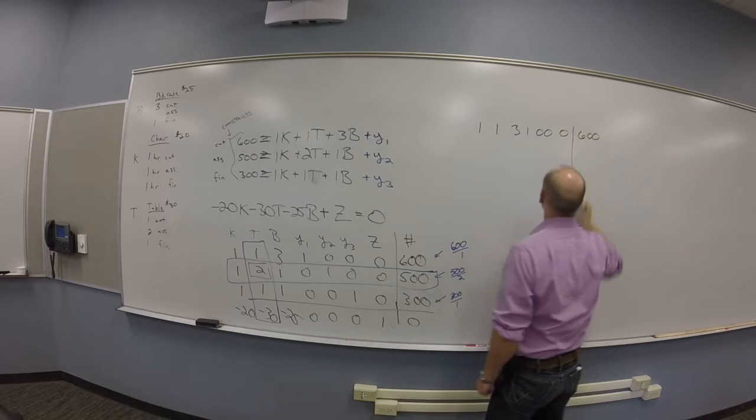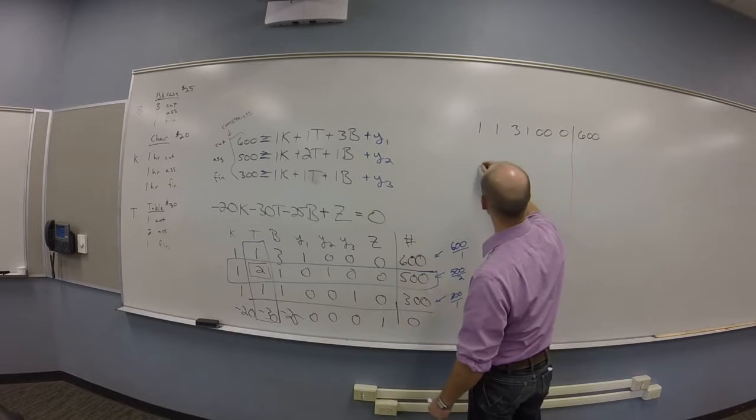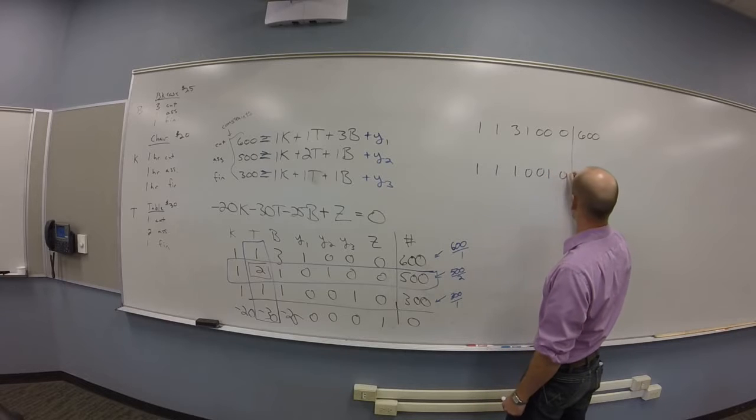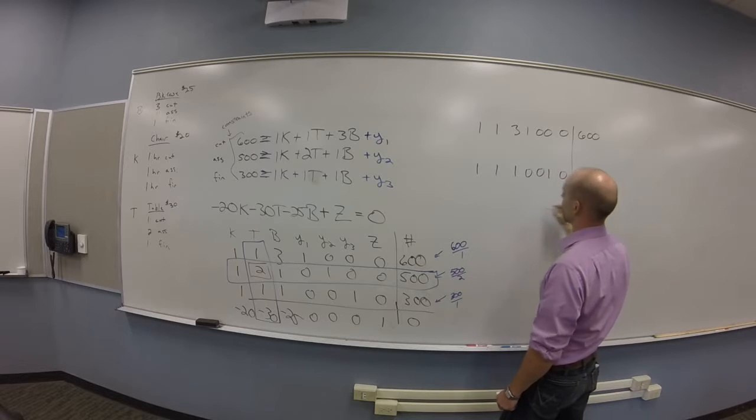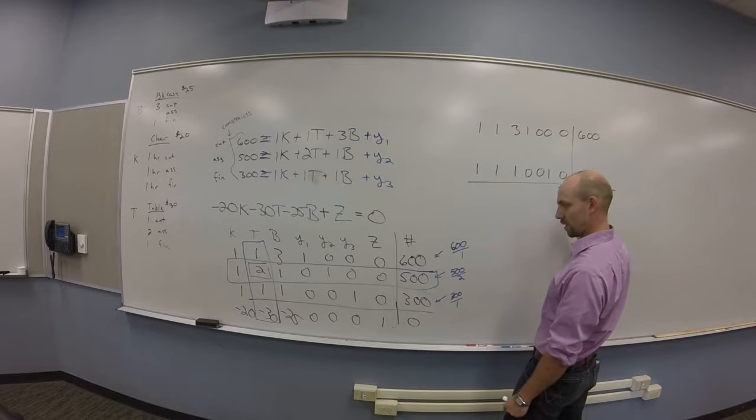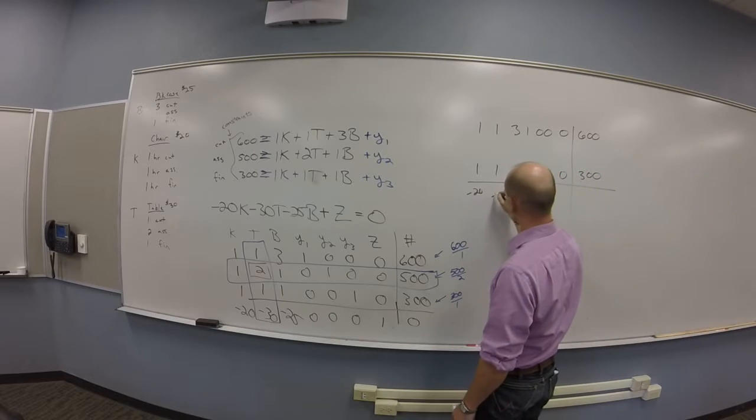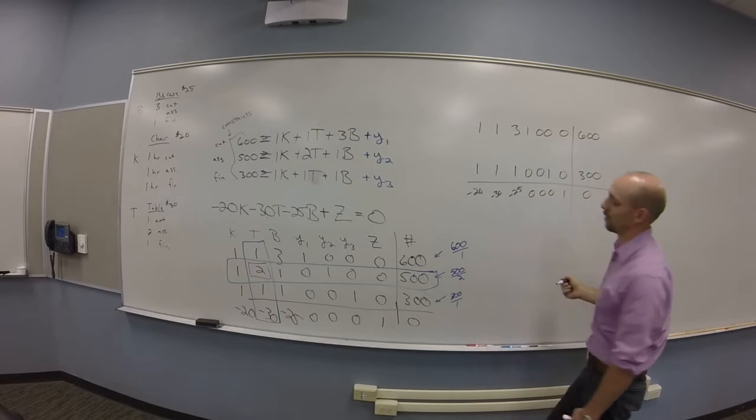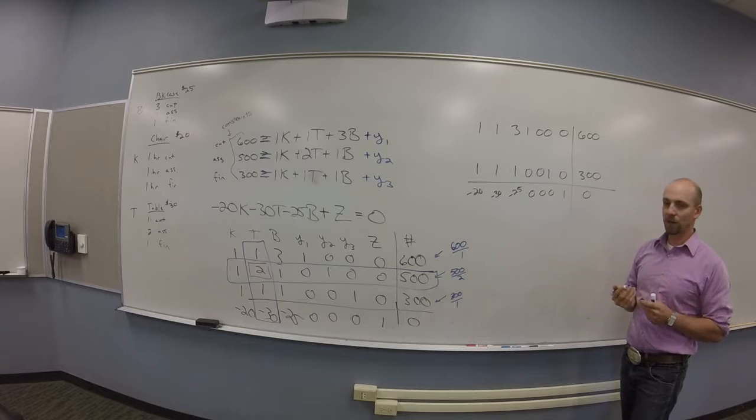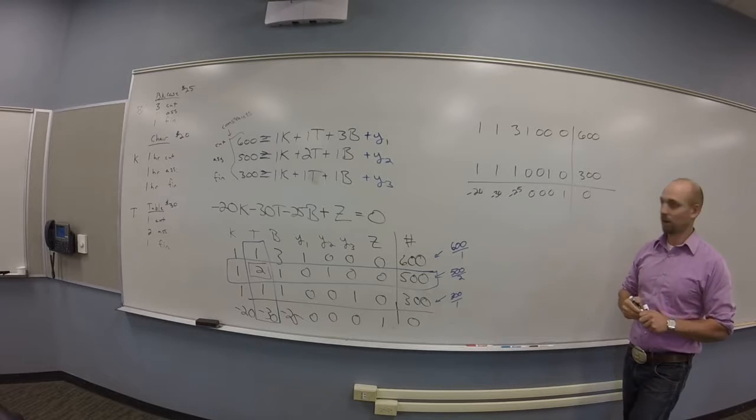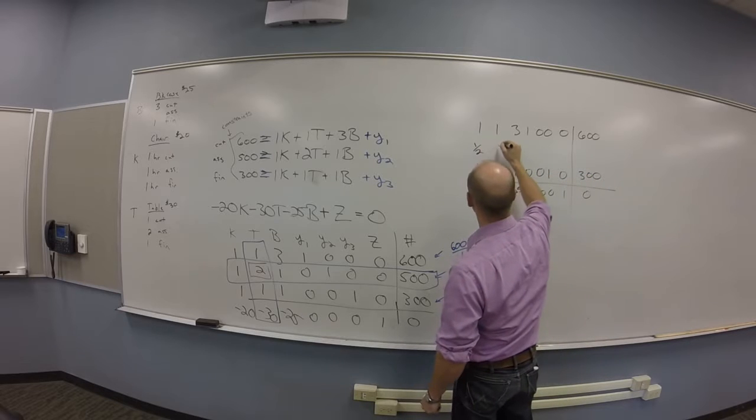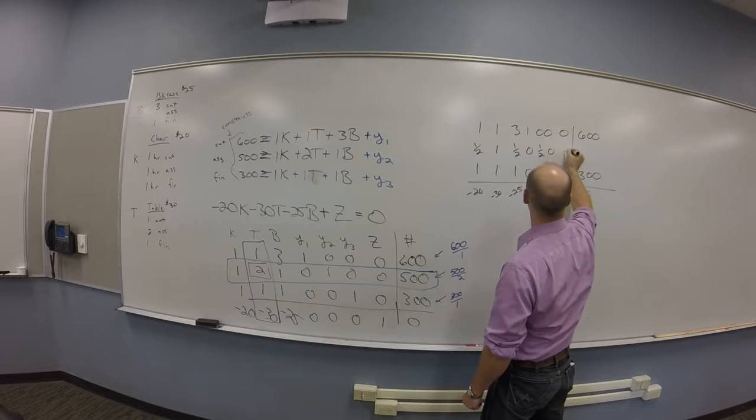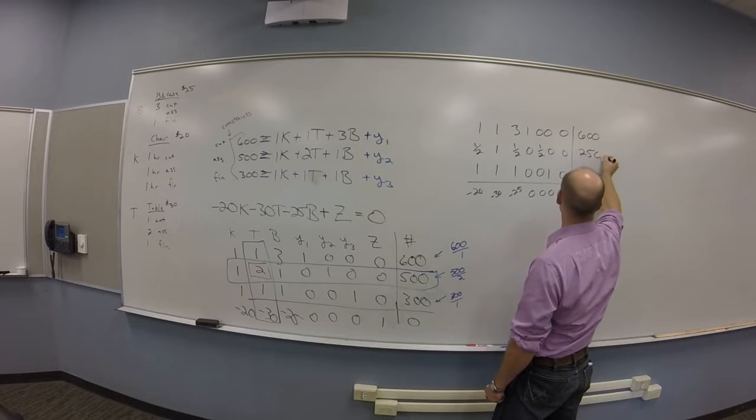So I think I got 1, 1, 3, 1, 0, 0, 0, 600, and then 1, 1, 1, 0, 0, 1, 0, 300. So those are my first and third, and then in my bottom I've got minus 20, minus 30, minus 25, 0, 0, 0, 1, 0. Cool. Okay, what do you get when you divide that middle row by two? 1/2, 1/2, 0, 1/2, 0, 0, 250.